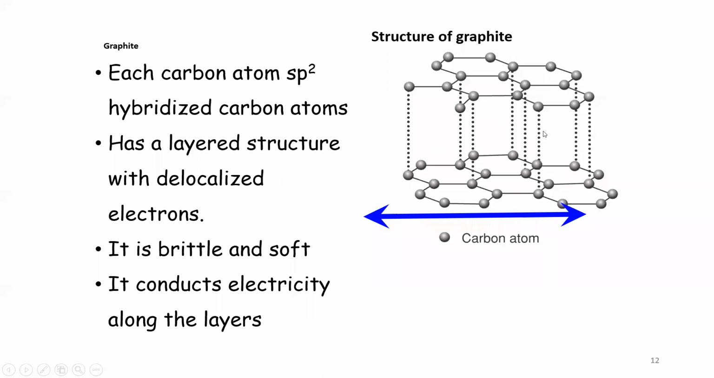And your graphite is brittle, is soft. When you say something is brittle, it is not smooth. So it's brittle and it is soft. And because it has this layer structure with the localized electrons, that is why it can conduct electricity. So the conduction of electricity is actually along these layers.